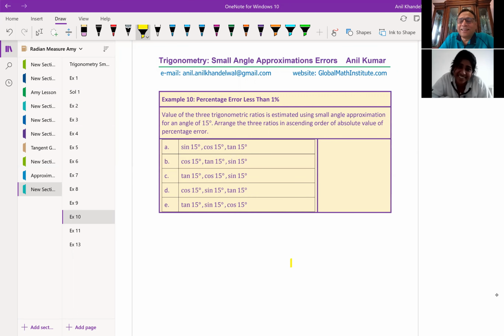Can you read this question? So the value of the 3 trigonometric ratios is estimated using small angle approximation for an angle of 15 degrees. Arrange the 3 ratios in ascending order of absolute value of percentage error. So ascending means increasing, right? So minimum to maximum. What comes first? For 15 degrees, the minimum will be cos, and then it will be sine, and then it will be tan. Correct? So which one is that? D, correct? You get the idea.